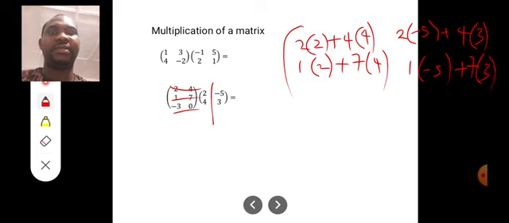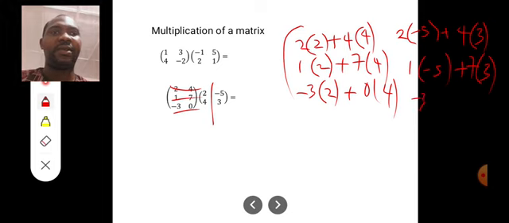Then the last row, row 3, minus 3, 0. With column 1, that means minus 3 times 2, plus 0 times 4. Okay? Then that same row 3 with column 2 will give us minus 3 times minus 5. Okay? Then plus 0 times 3.